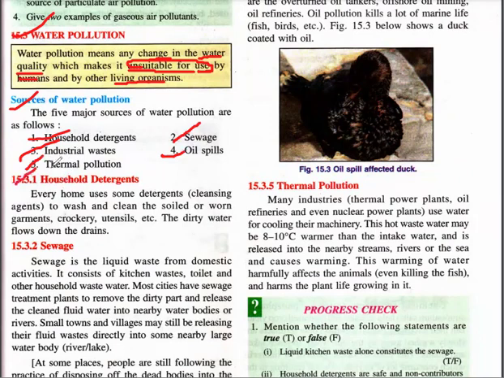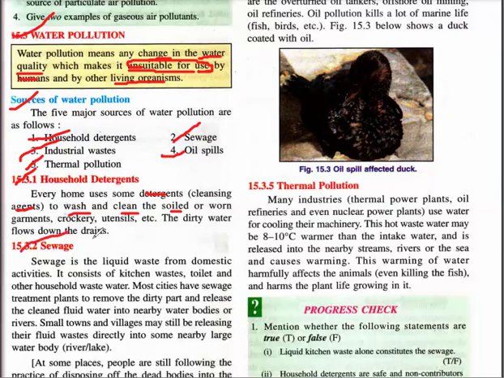So, first thing, household detergents. Every home uses detergents, cleaning agents, to wash and clean the soiled or worn garments, crockery, utensils, etc. These all go into the sink, right? So these drainage things go actually to a river or any water body which is actually damaged by us.